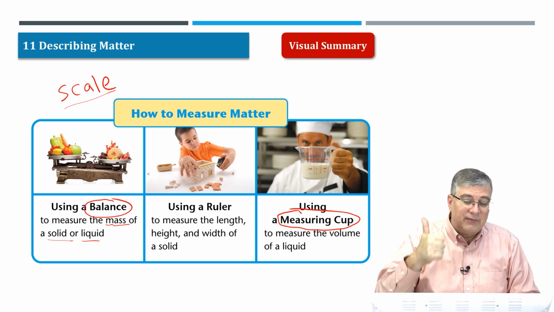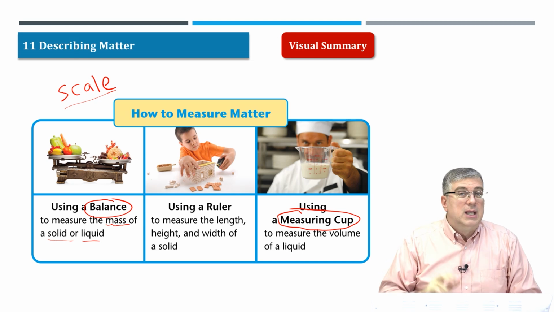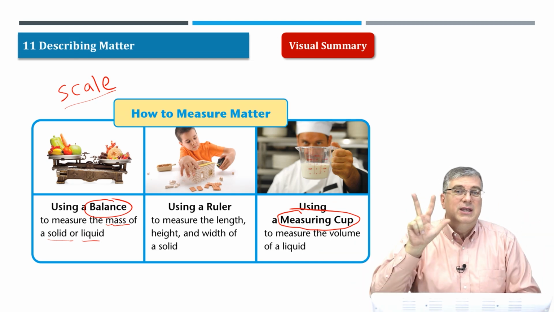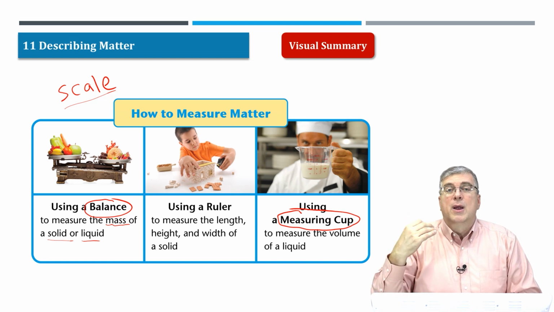Okay, so we have a balance, we have a ruler, and we have a measuring cup. Three things, not the only three things, there are many things, but these are three common tools that we use to measure matter.